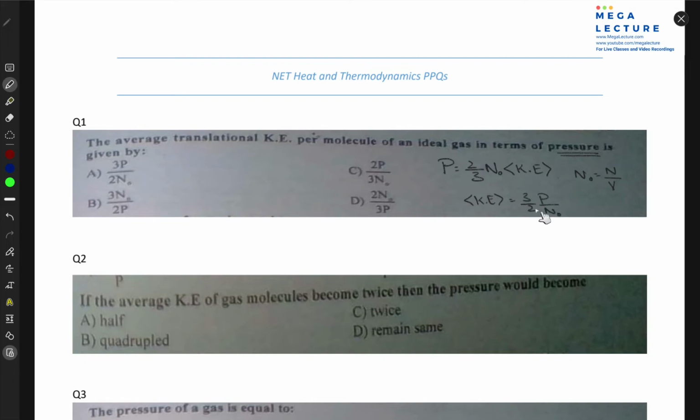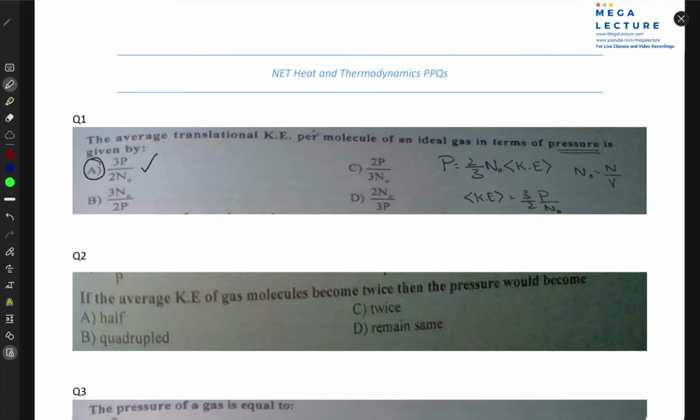So which option is that? Let's see. We need 3 by 2 and p up. So that's option A, 3 by 2 p over n naught. So that's the average translational kinetic energy per molecule of an ideal gas.